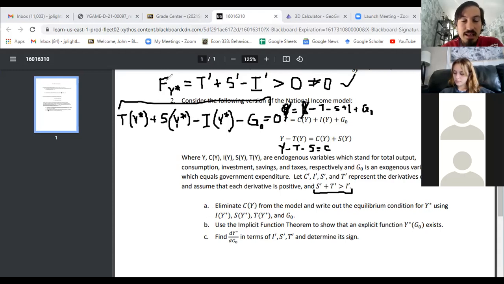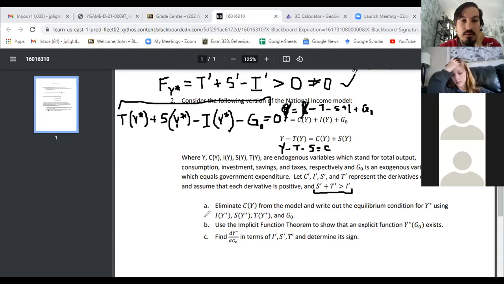Okay, you just say that f sub y star is equal to this term, t prime plus s prime minus I prime. And because of this condition, which I put right at the end of this question, we know that these first two terms are bigger in absolute value than this last term. Therefore, the whole thing has to be positive and not 0. And so we're good. Do you guys understand how you answer B?